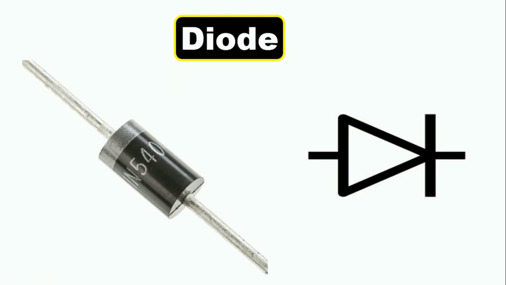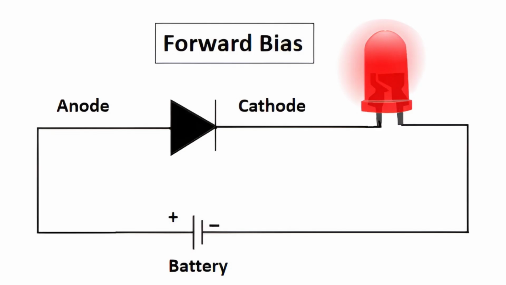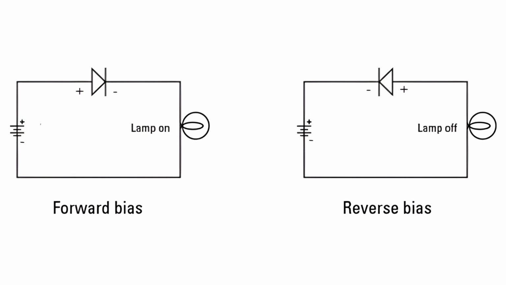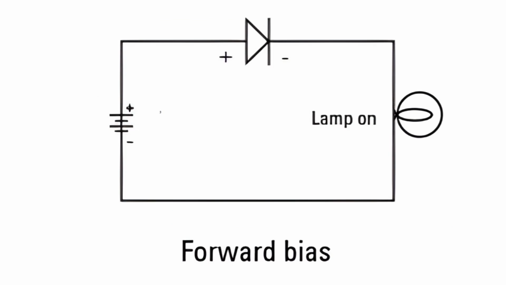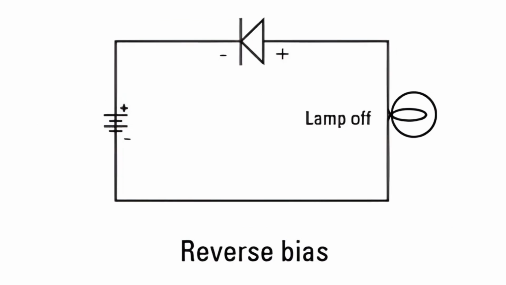And along with this, we use a diode as a switch also. It means that a diode never lets current flow in the reverse direction. If you do only forward bias, that is, you make the connection in the right direction, then only current will flow. If you do reverse connection, then current will not flow.